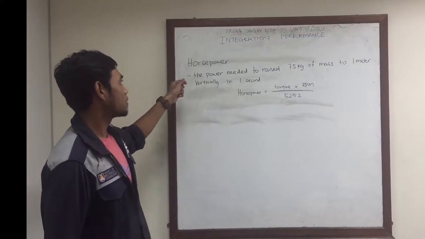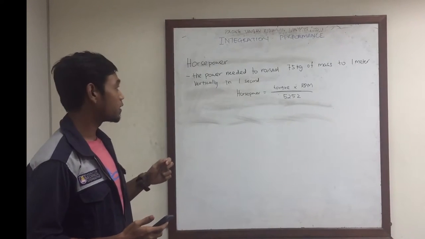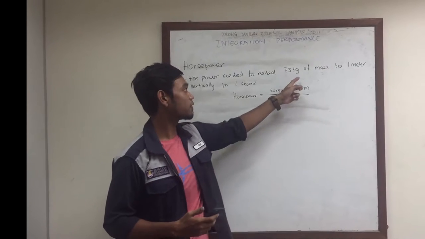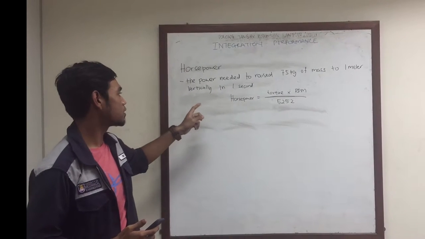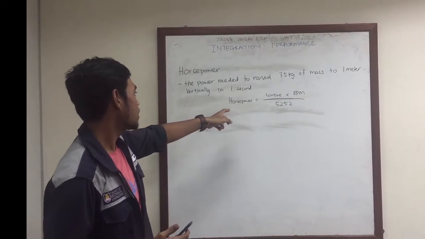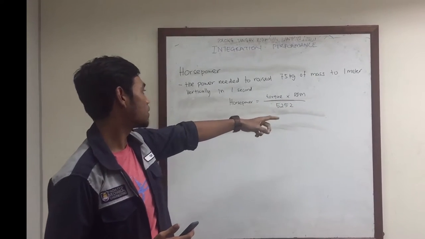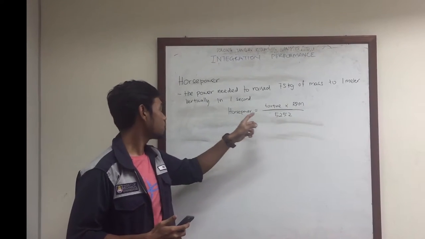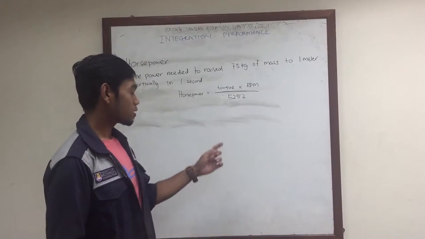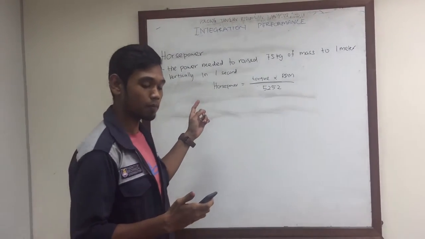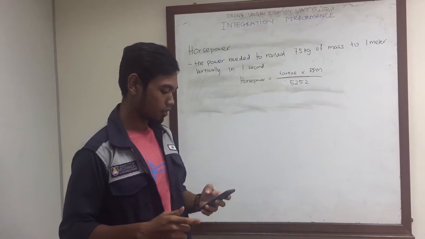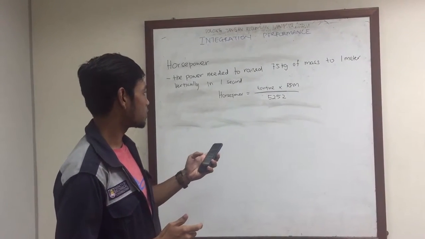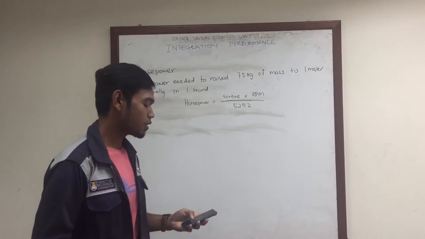Okay, the second main point is horsepower. Horsepower is defined as the power needed to raise 75 kg of mass to 1 meter vertically in 1 second, which is we came up with this equation: torque times RPM over 5252 is equal to horsepower. Torque is a rotational force that is produced when the combustion happens and push the crankshaft to rotate in its axis, whereas revolution per minute, or RPM, is defined as the number of rotation of the crankshaft in 1 minute.